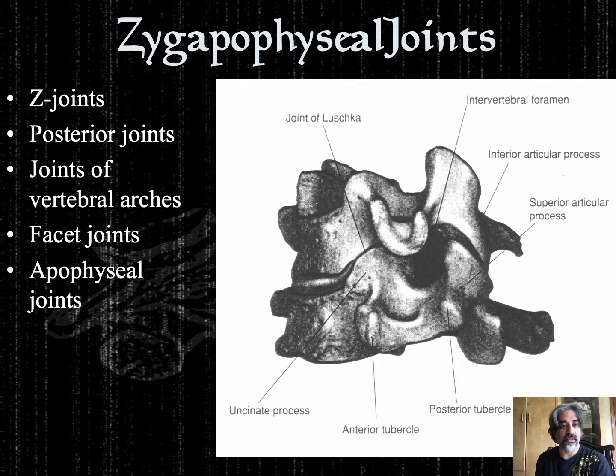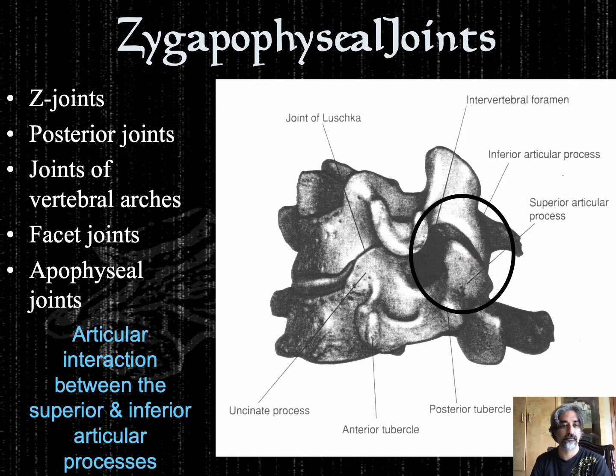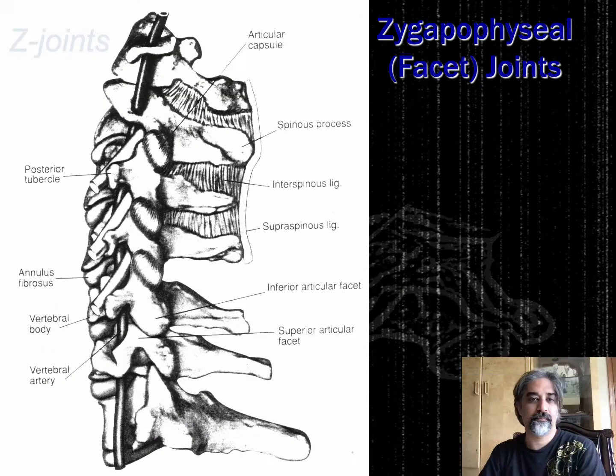So now let's move on to the joints. The zygapophyseal joints have many names. They can be called the Z-joints, the posterior joints, the joints of the vertebral arches. Facet joints is a very common one, and apophyseal joints. I think you're going to hear zygapophyseal and facet joints the most. So let's get this figured out. So here is the facet joint right here. It's the articular interaction between the superior and inferior articular processes.